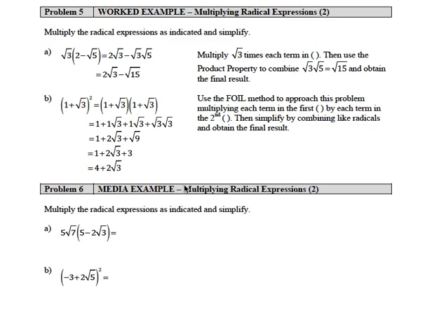In this problem, we're going to be multiplying radical expressions. Here we have 5 times the square root of 7 times the quantity 5 minus 2 times the square root of 3. So what we need to do is to distribute the 5 times the square root of 7. And I'm just going to write in parentheses each of the multiplications.